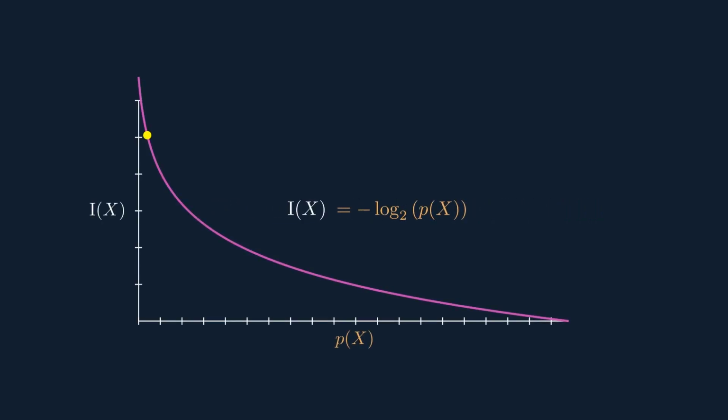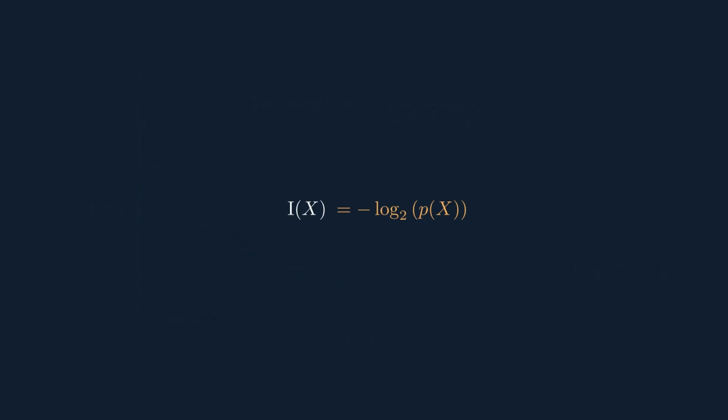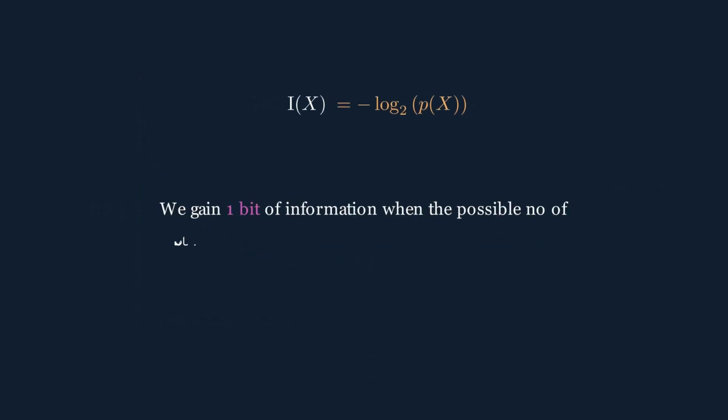And if we graph this equation, we get a nice inverse curve. So when the probability of the event is low, the information gained is high. And when the probability is high, the information gained is low. It also quantifies our intuition about information having an inverse relationship with probability, as we mentioned during the start of the video. So to recap, we get 1 bit of information when the possible number of states of a random variable is reduced to half.